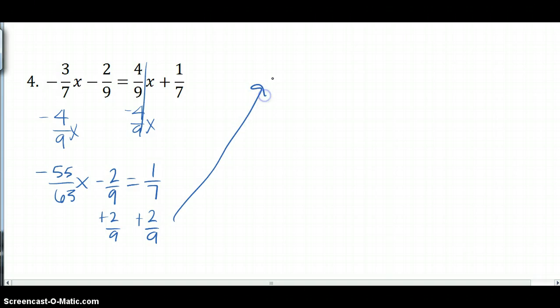I'm going to go up here. Oops, forgot my x. So when you add 1/7 and 2/9, again the fraction is kind of weird. You get 23 over 63. So the last step would be to get the x alone. So you need to divide by this or multiply by the reciprocal. So I'm going to multiply by negative 63 over 55.